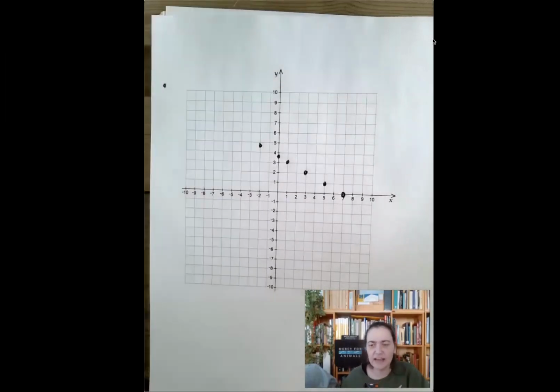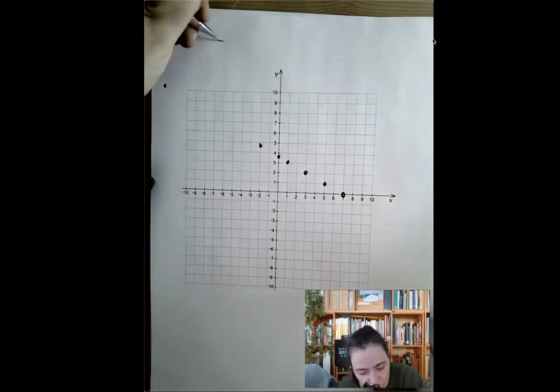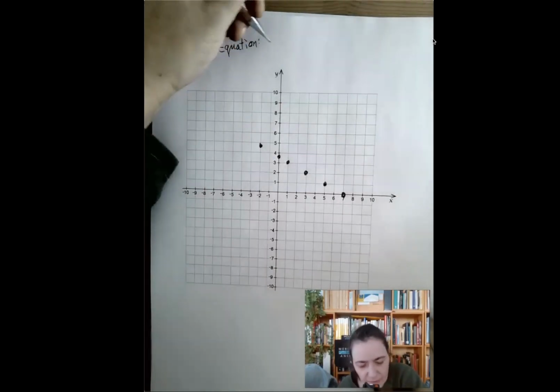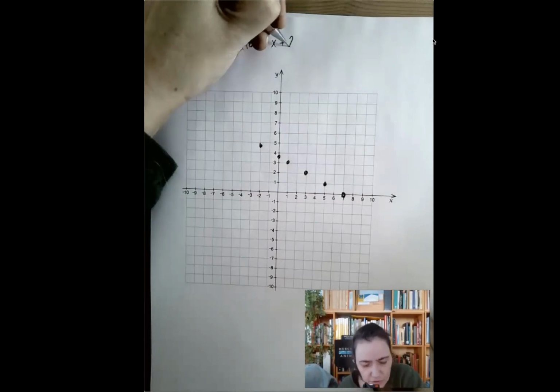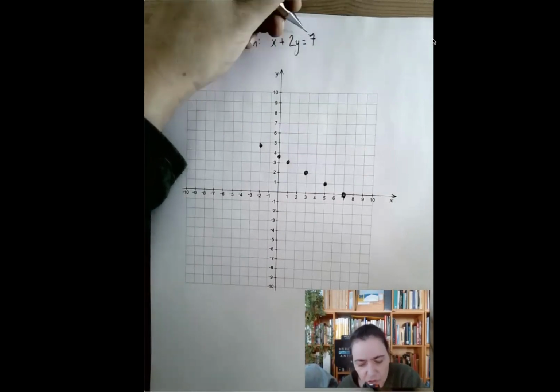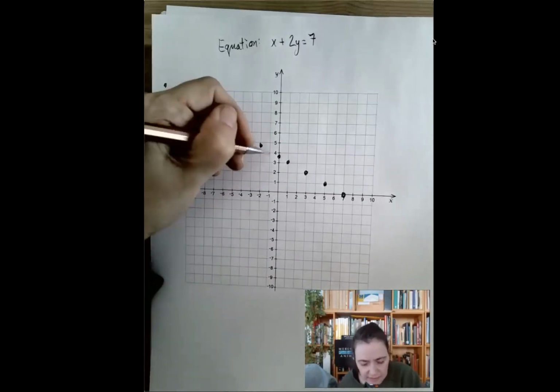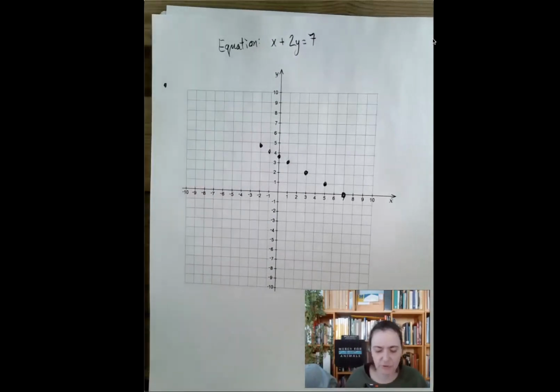In fact, the graph. So here is an equation: x plus 2y equals 7. And what's new here is that we have two variables. -1, 4 sounds right. -1, 4 sounds perfect.